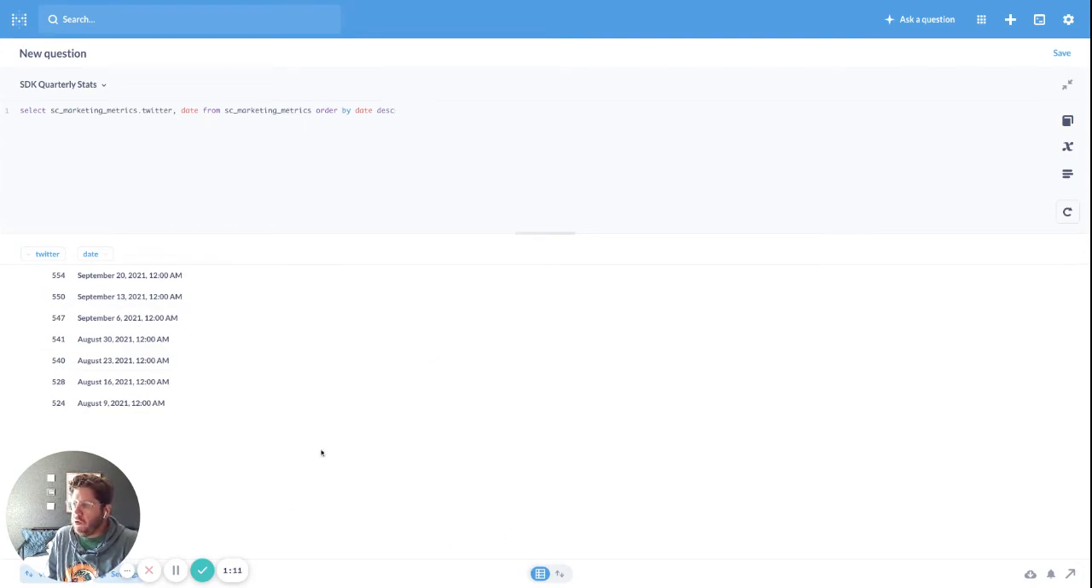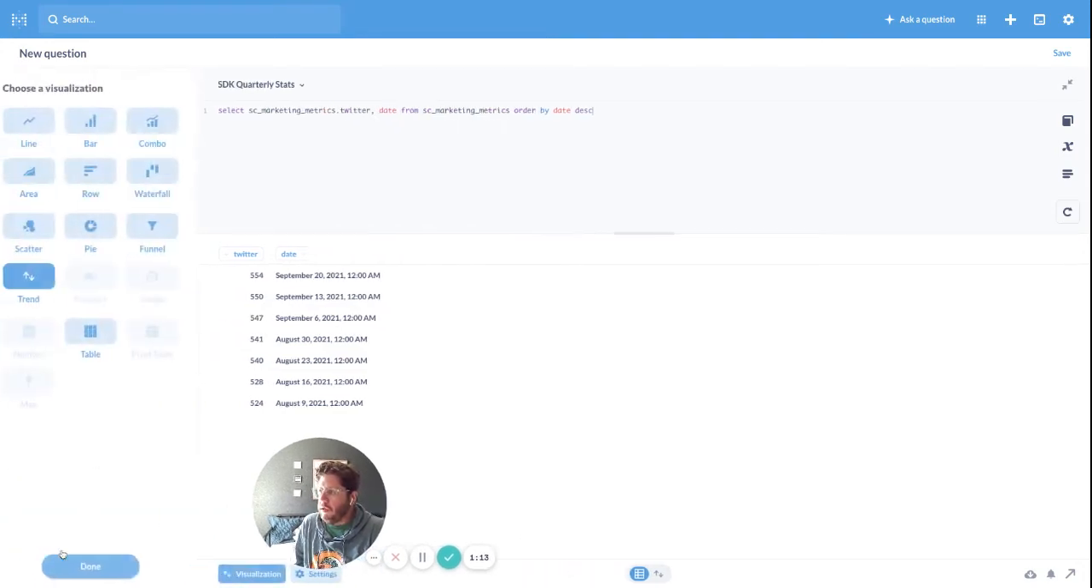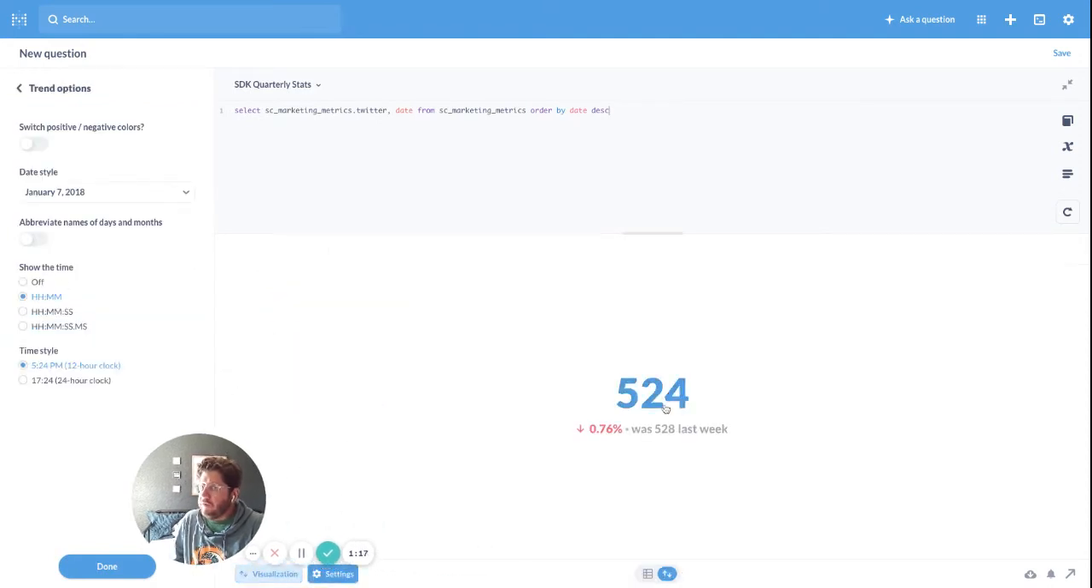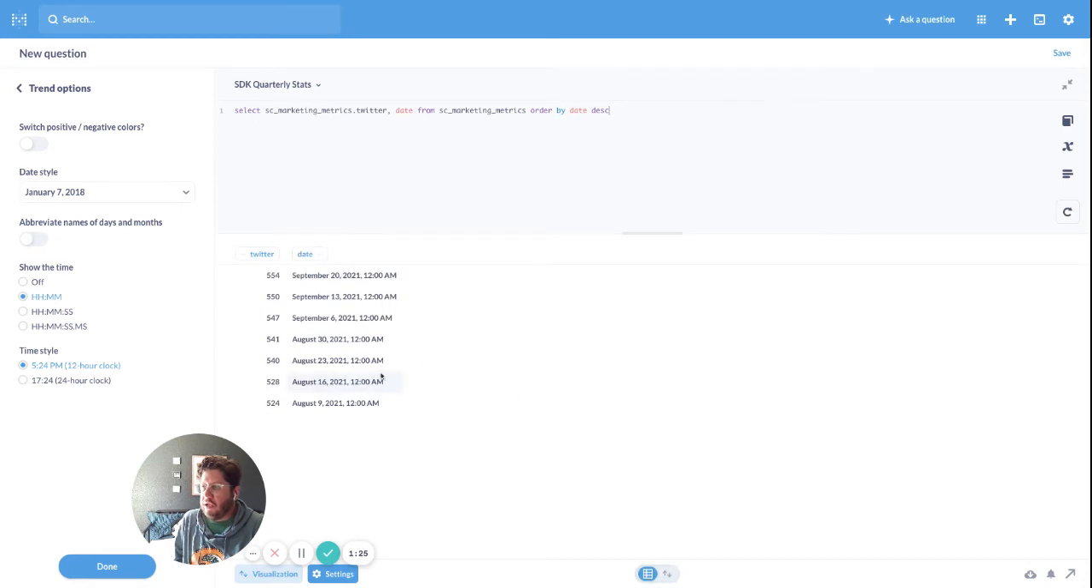So if I go to visualization, and I click trend, it says 524. Well, we just looked at it and it said 554. And so I was like, well, that doesn't make any sense. And what I figured out is, again, intuitively, I would have expected it to look at the top two, but what it actually looks at is the bottom two.